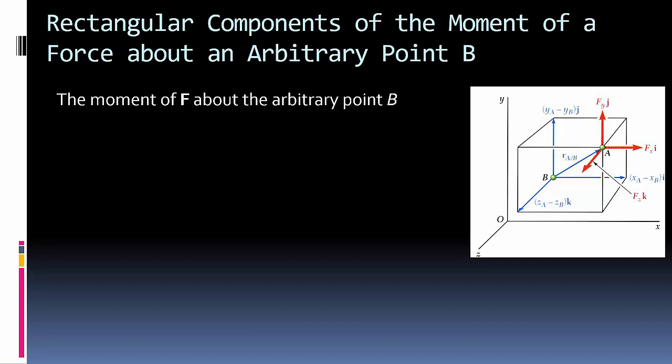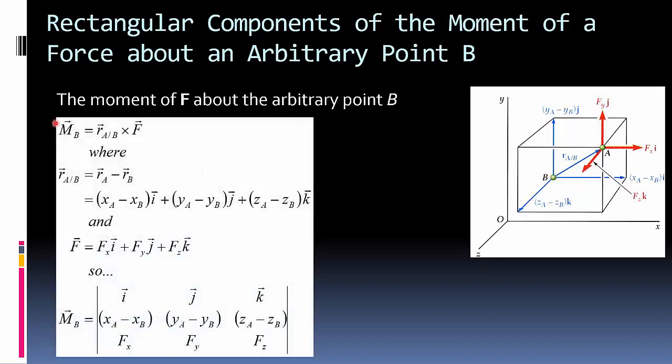Okay, now let's consider determining the moment of a force about some arbitrary point B. This is really not very different from what we just did. Moment is always and will always be r cross f. The only difference is that before we were taking it about the origin, and now we have it about some other arbitrary point B. The only thing that changes is how you define r. So moment is r cross f, always.